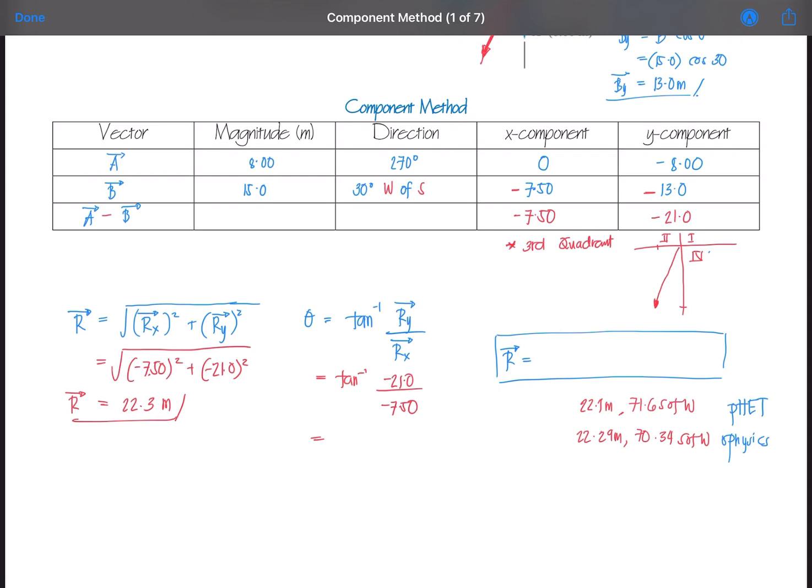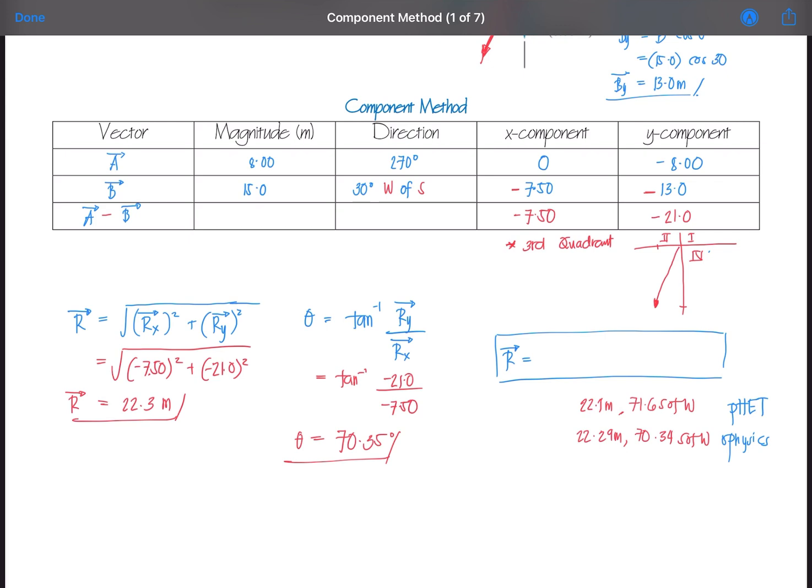Okay, so in that case, that will give us an angle of, wait, let me just complete. What value will we be getting? Wait, I can't find my calculator. There. And so we have negative 21, 7.5. And so we have there 70.35 degrees. And so the angle is 70.35 degrees.